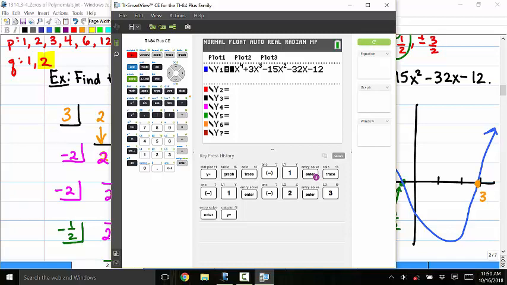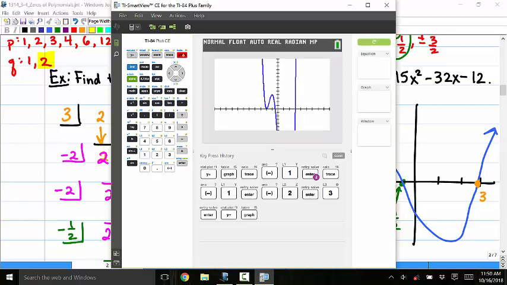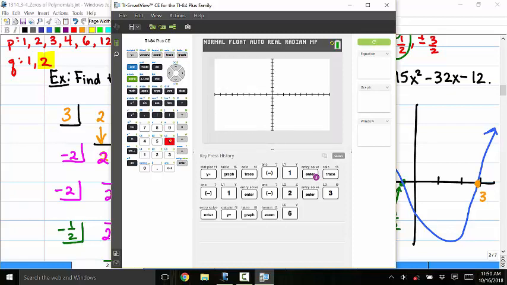Once you enter your polynomial in, you hit graph. And it shows you a beautiful little graph. If the window is off, you can always do zoom and 6. And it puts you back to negative 10 to 10 on both axes.